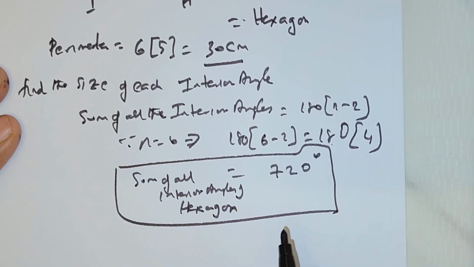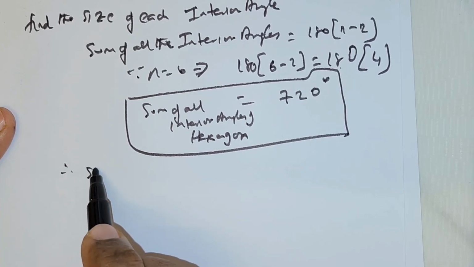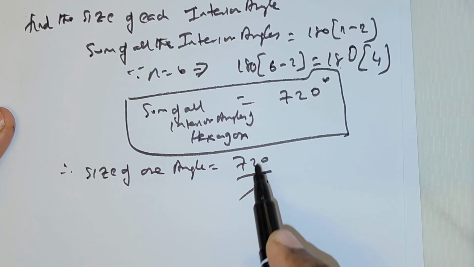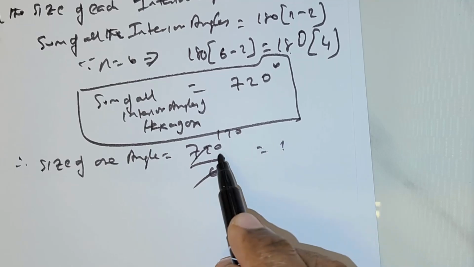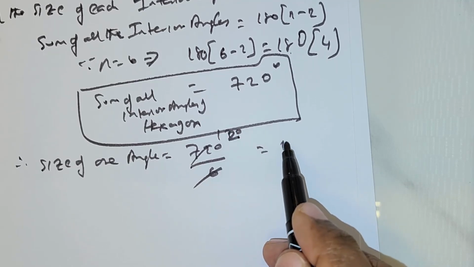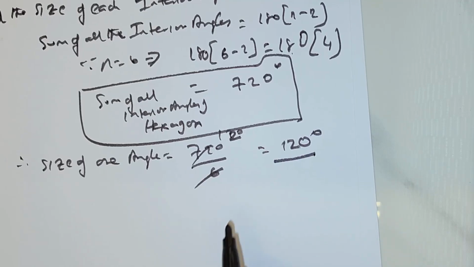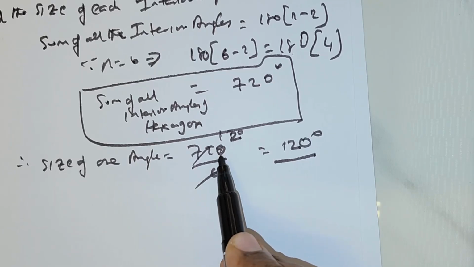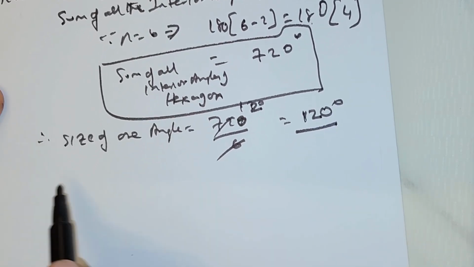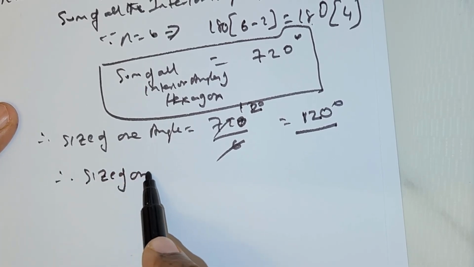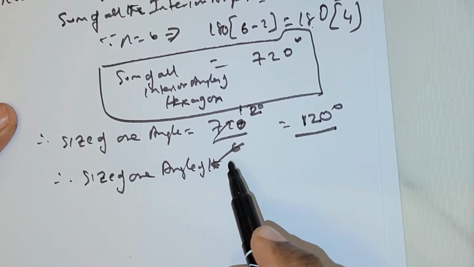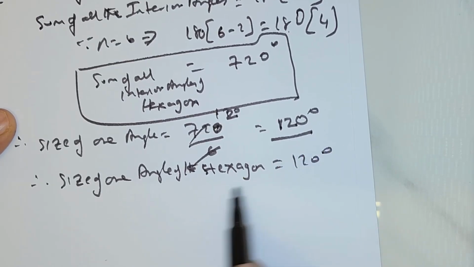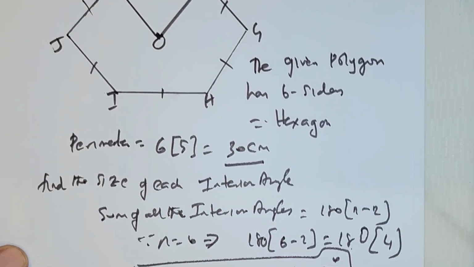You can box it. Now they want one angle, therefore the size of one angle is equal to 720 divided by 6. 6 divides here 12 times. Okay, so this is 120 degrees. There is a 0 here, so I place the 0 and write it as 120. So therefore the size of one angle of the hexagon is 120 degrees. You underline it or square it.